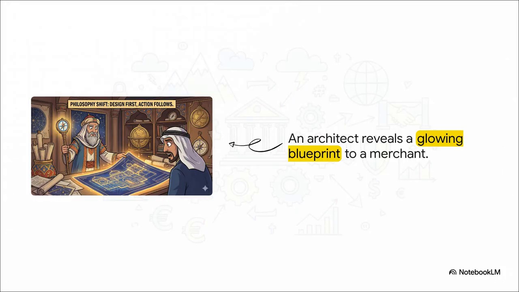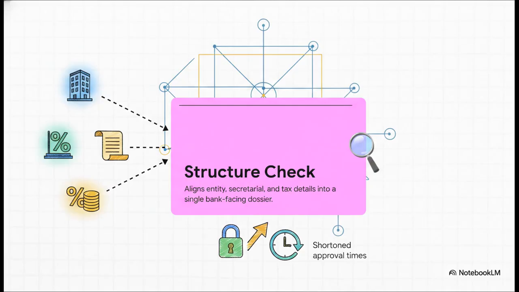And this brilliantly illustrates a massive shift in philosophy. We're talking design first, action follows. Instead of a blind robot, you really need a wise architect with a clear blueprint. Before any action is taken, before any money is moved or an entity is even registered, strategy and structure have to be designed. You have to first understand the rules and how banks ensure secure payments before you lock in your operational structure. So, what is that magical blueprint in reality?